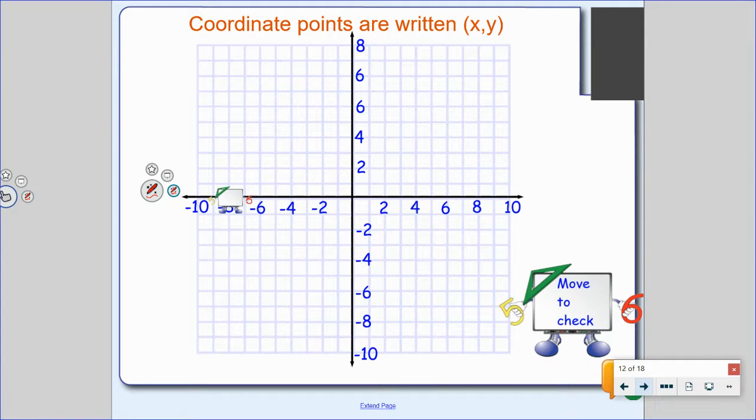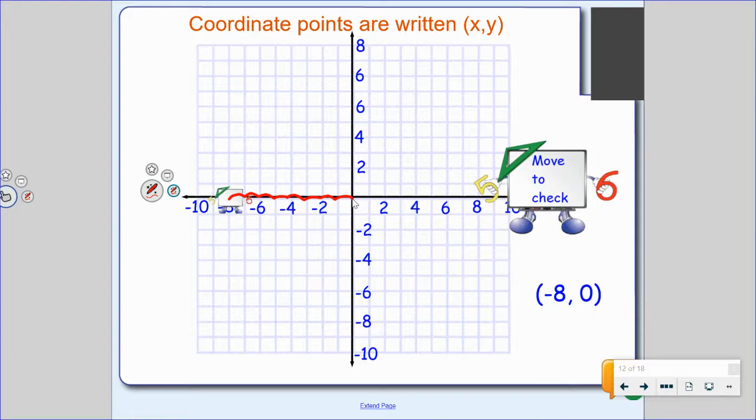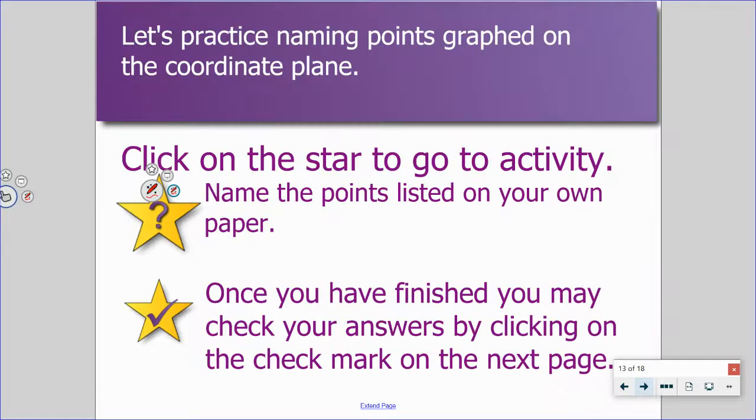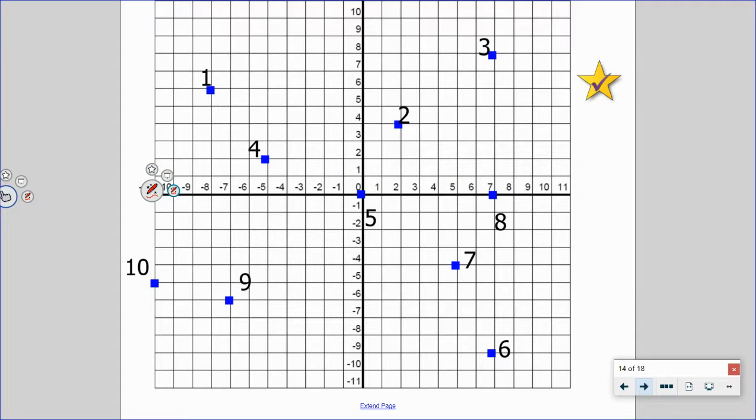How about this one? 1, 2, 3, 4, -5, -6, -7, -8. And then how much do we go up or down? We don't go up or down, Mr. Callan. So while the x-coordinate is -8 to the left, the y-coordinate must be 0 for a final ordered pair of (-8, 0).